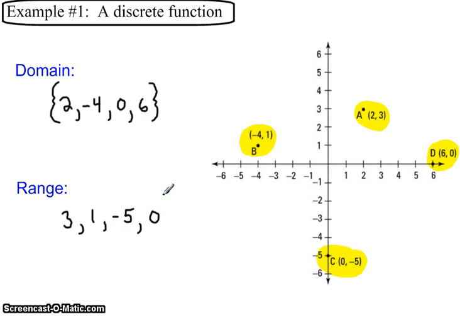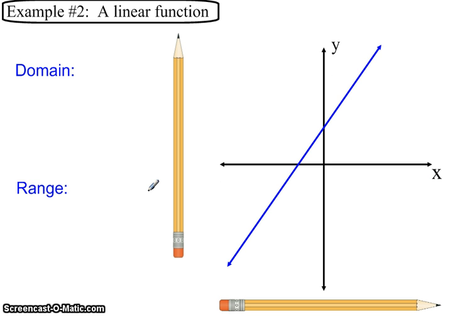So the domain is all the possible x values. The range is all the possible y values. So a discrete function where you got all the points, very easy to do. Let's get to some trickier examples. Alright, example 2 is a linear function.